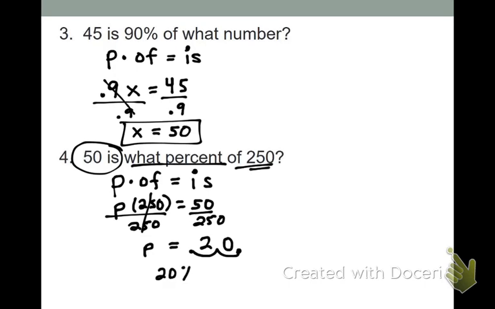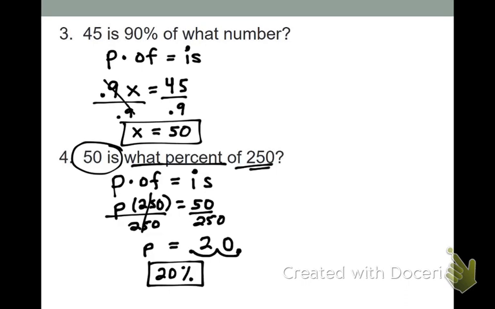20%. I had a few people who just wrote that their answer was 20. Always go back through and double check to see 50 is what percent of 250, then you know your answer has to be a percent. Raise your hand if you got it correct. Raise your hand if you have a question. You don't understand why it's 20%.